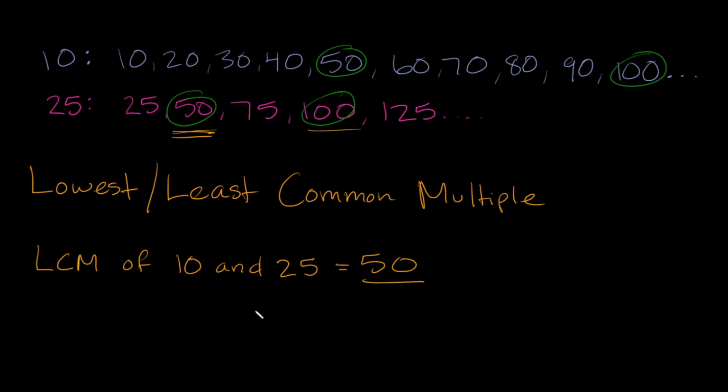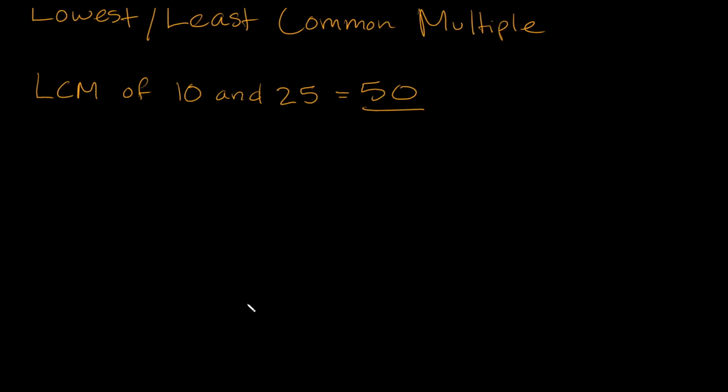Okay, so that's pretty straightforward, right? But let's do one more example. Let's say I wanted to find the least common multiple of 9 and, let's say, 12. Okay, so again, how would I do that? Well, first I would list out their multiples. I'm going to list out the multiples of 9. So what would those be?